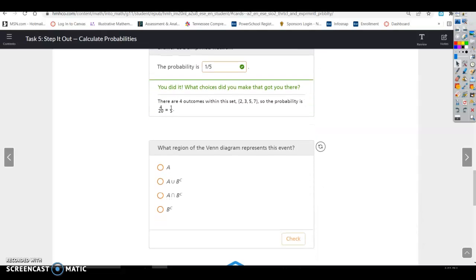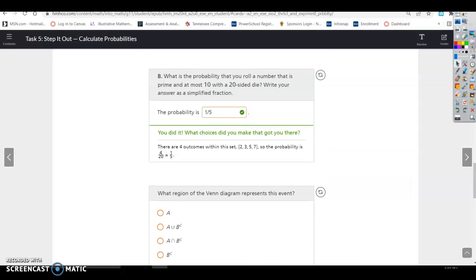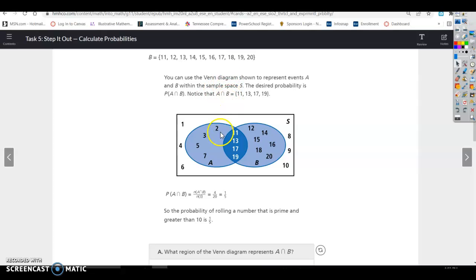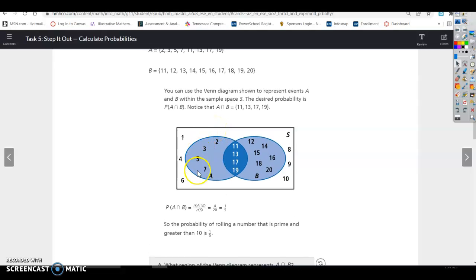All right, so what region of the Venn diagram represents this event? All right, so it's not region A union B complement, A intersection B complement, and B complement. All right, so what region represents this event? So we're looking for prime numbers that are less than 10. All right, so prime numbers that are less than 10 would be these numbers here.